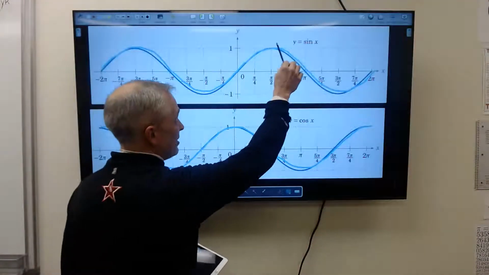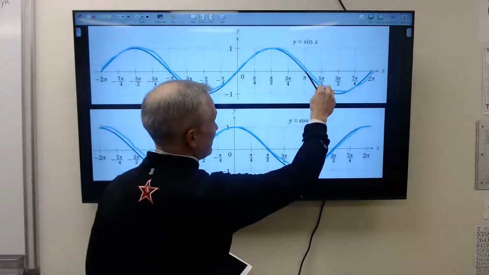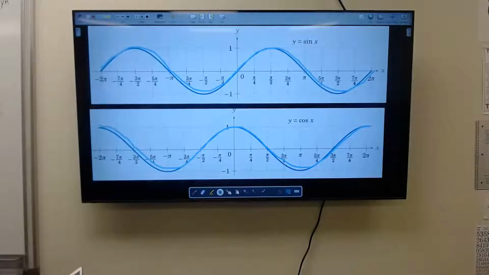That's why it starts at 0. And as it rolls up, it goes up to 1, goes back to 0, down to -1, and then back up to 0.